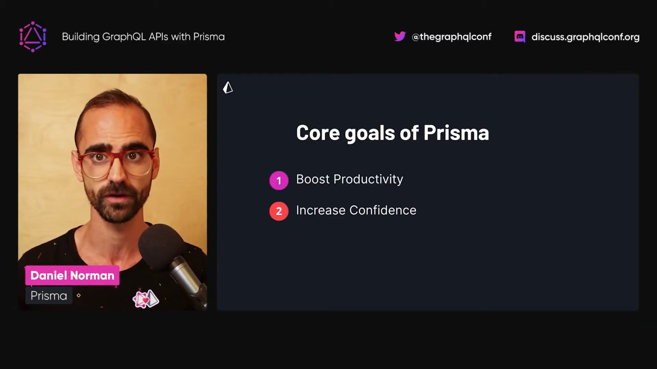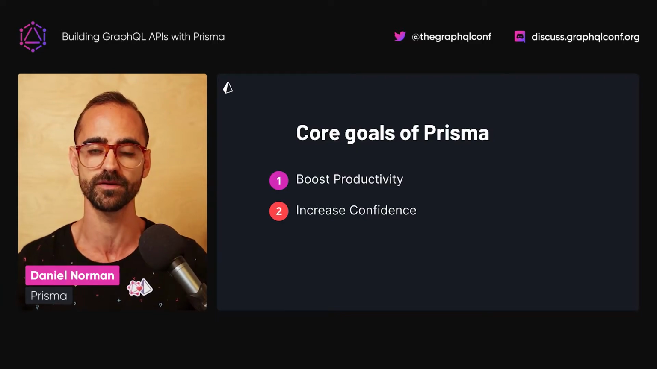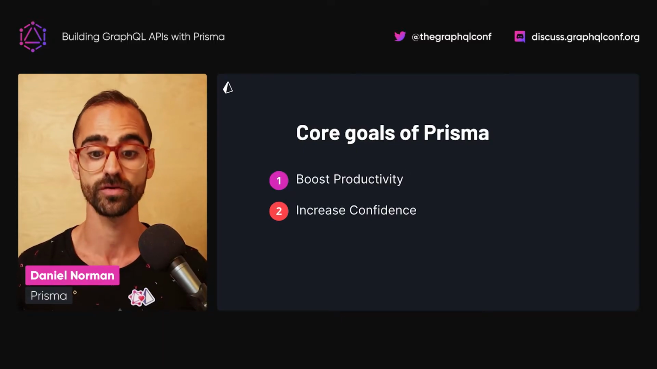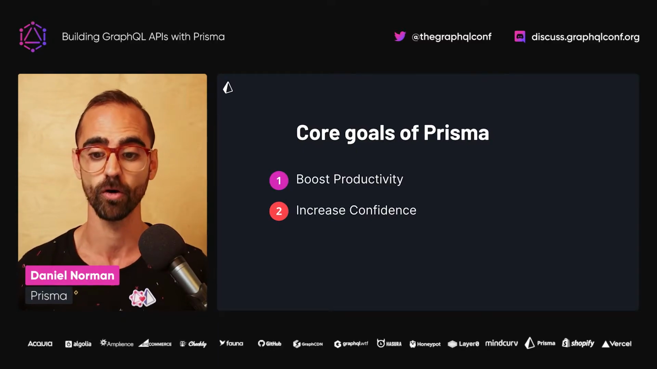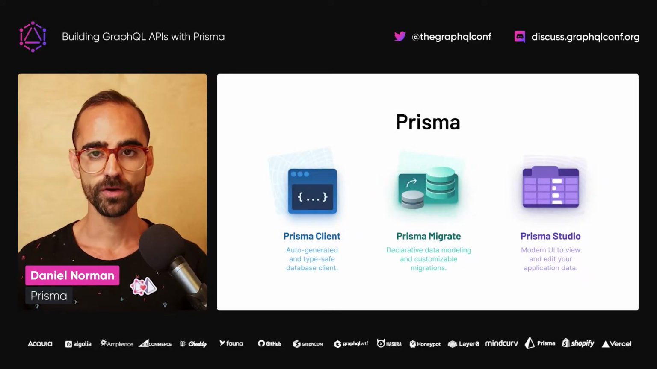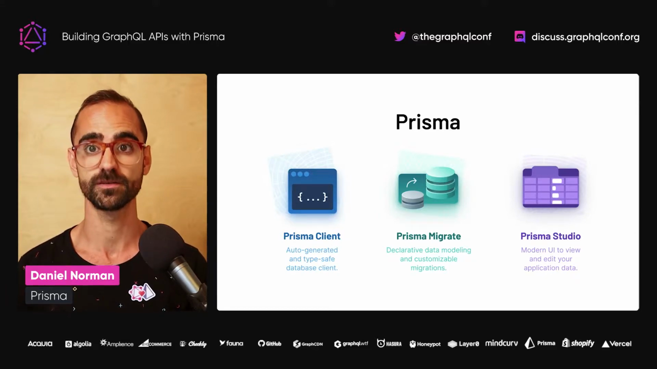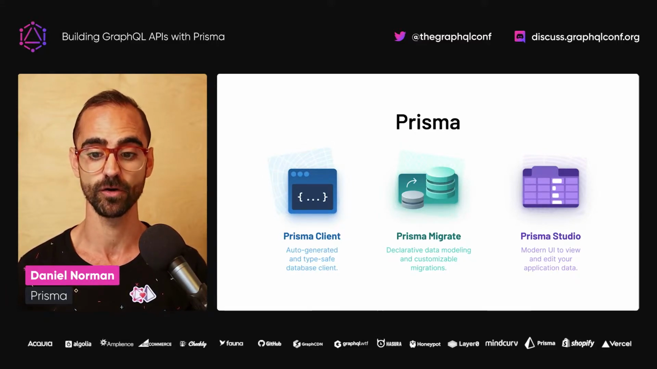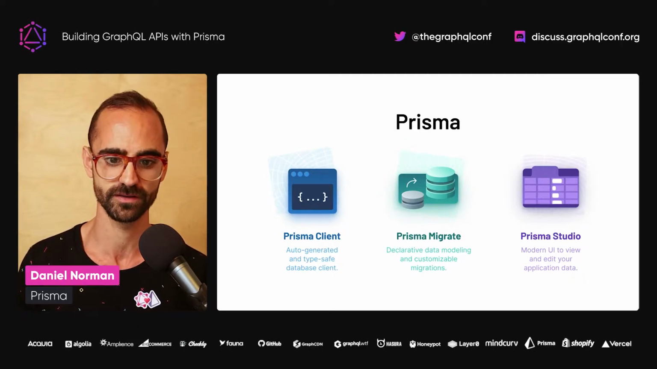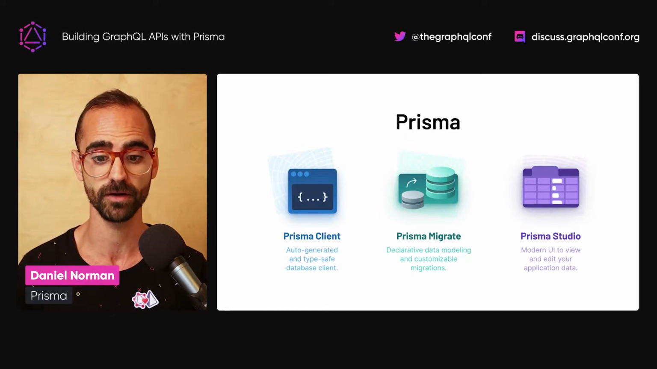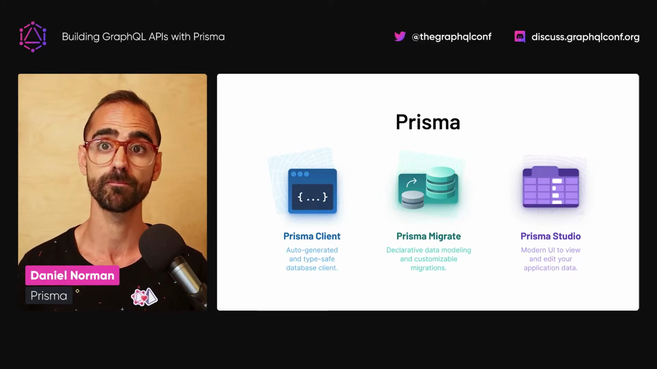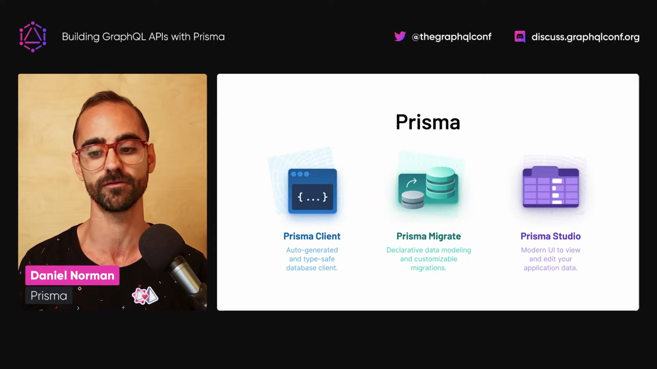So the core goals of Prisma are essentially to boost productivity by letting you as a developer query data in natural and familiar ways. It also increases confidence with type safety, auto-completion, and a robust query API. The Prisma ORM consists of three tools. The first one is Prisma Client, a type-safe and auto-generated client which you use in your application to issue queries to your database. The second one is Prisma Migrate. That is a declarative data modeling and database migrations tool. And finally, Prisma Studio, a modern and intuitive GUI for your database.